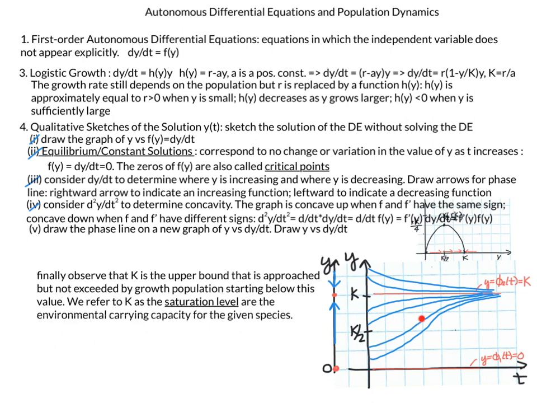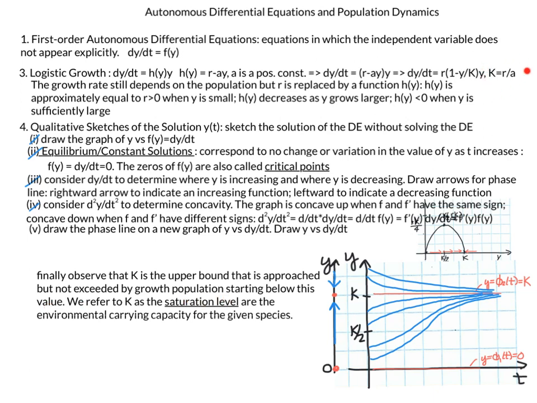Finally, I told you everything was going to approach this particular equilibrium solution. That's because this equilibrium solution is equal to k. And k is the upper bound that is approached but not exceeded by growth populations starting below this value. We refer to k as the saturation level.